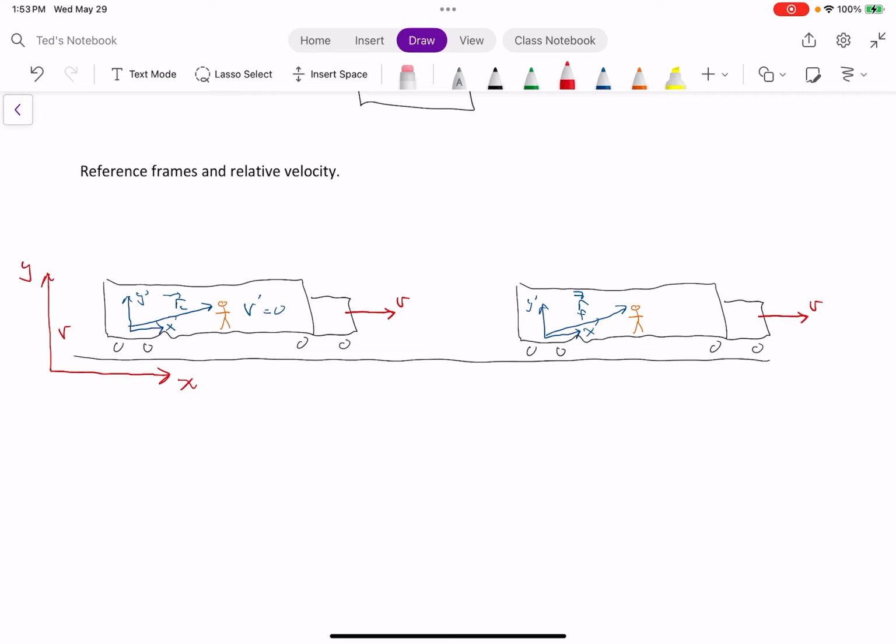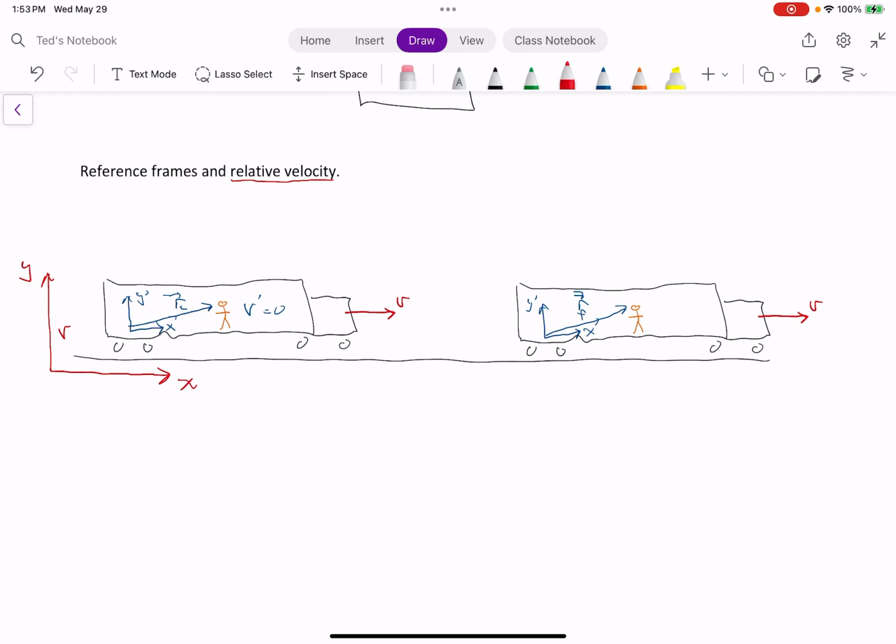So how fast is the person really moving? Have you considered that the sun is also moving as it rotates around our galaxy? So how fast is the person really moving? Or have you considered that our galaxy is moving throughout the universe? So how fast is the person really moving? And the answer is there's no such thing as how fast he's really moving. Velocity is always measured in a coordinate system. So we have to define a coordinate system before we can decide how fast an object is moving.